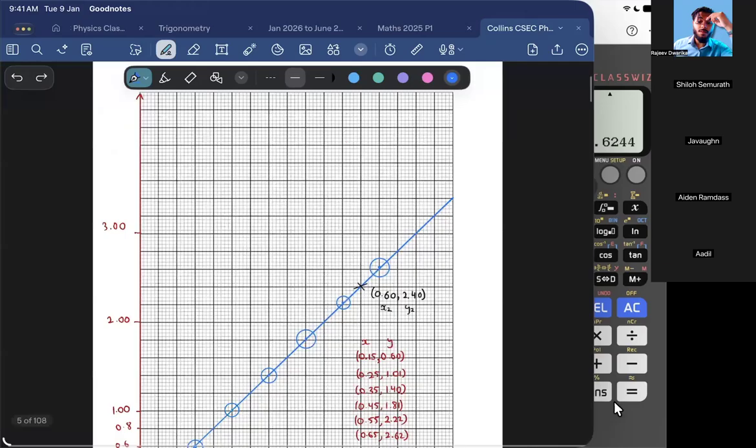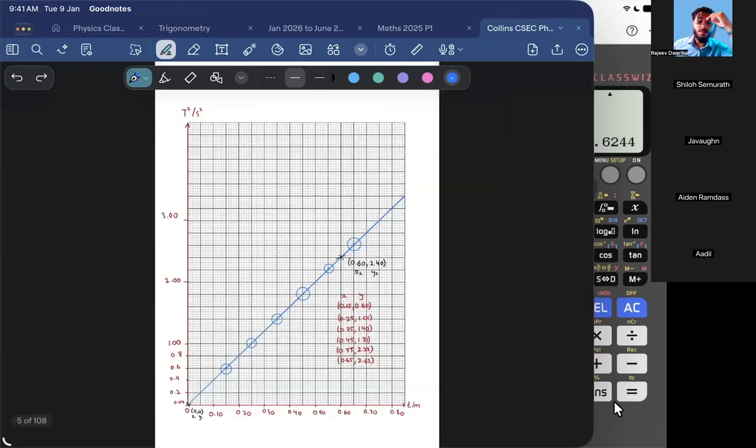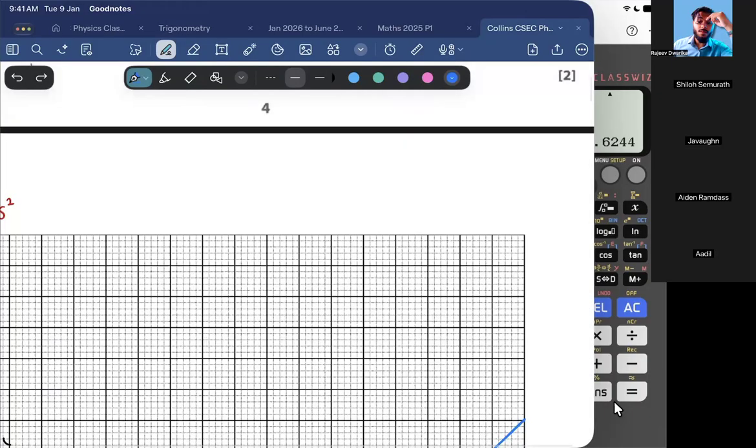Before we finish, I want you all to tell me what is missing from our graph. A title, and you're supposed to put the scale. So this will be the graph of t squared versus L. Are you alright with that?